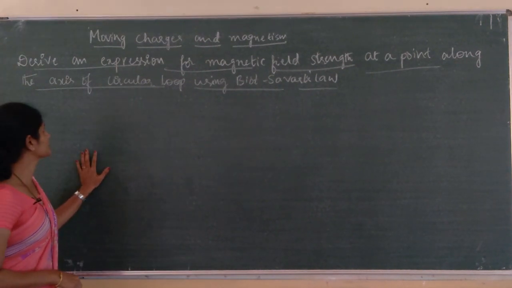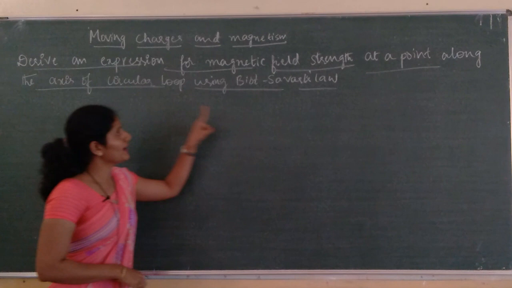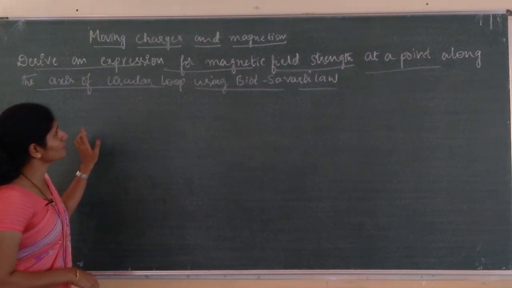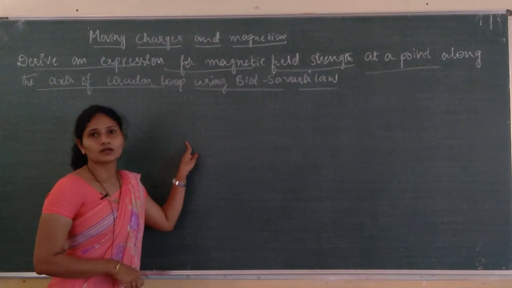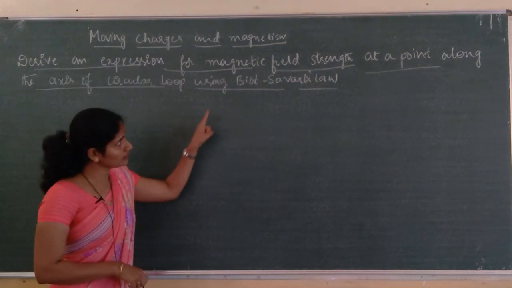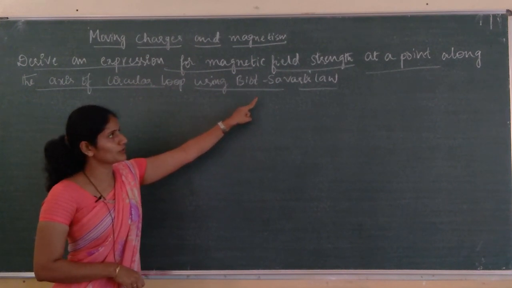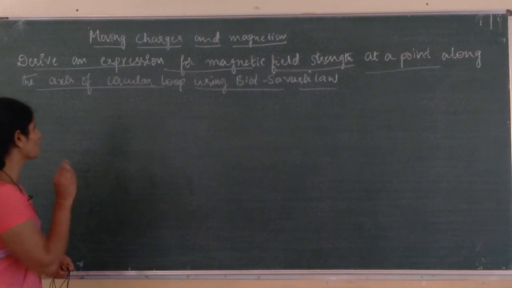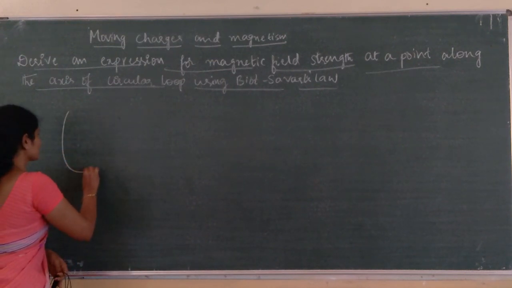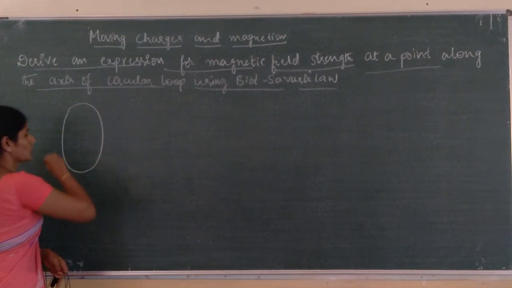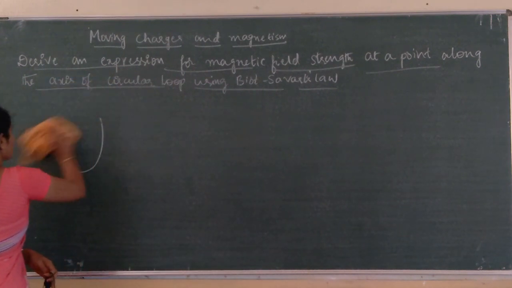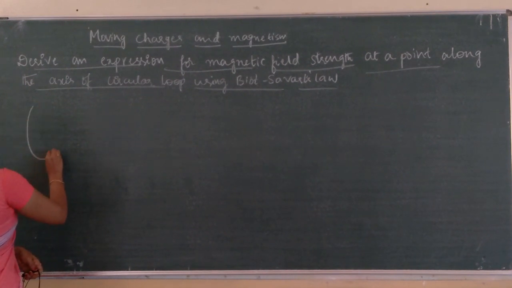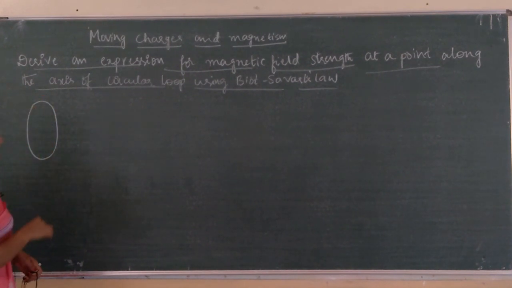Today let us derive an expression for the magnetic field strength at a point along the axis of a circular loop carrying current, using the same law, Biot-Savart's law. For that we have to consider one circular loop. So this is the circular loop, I will draw it here.